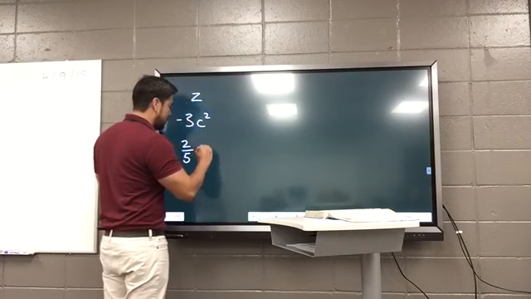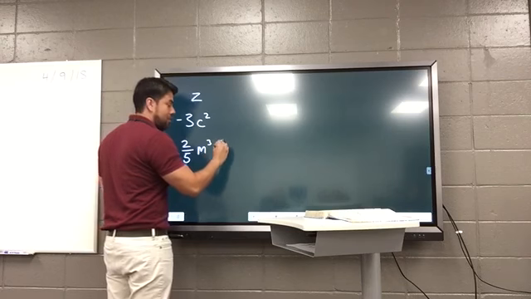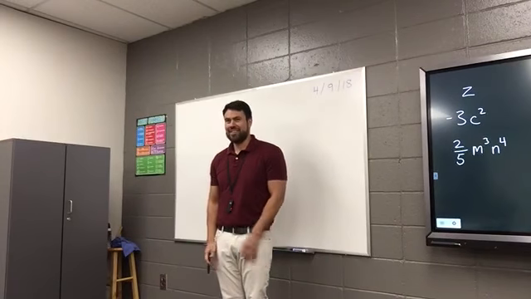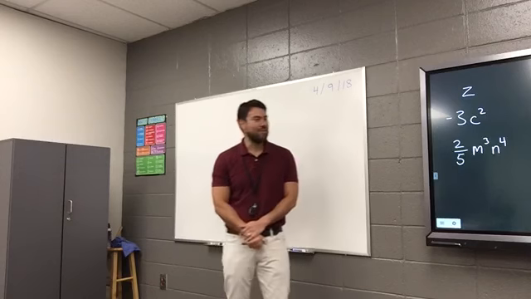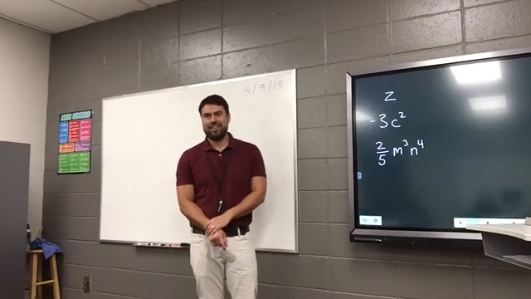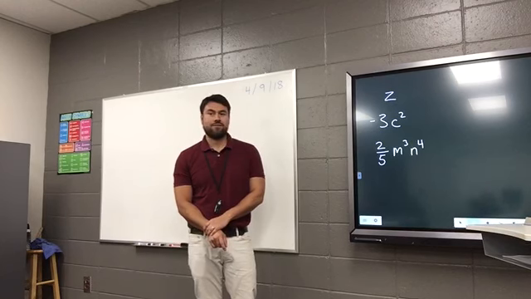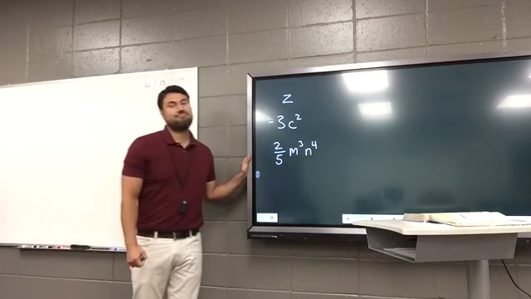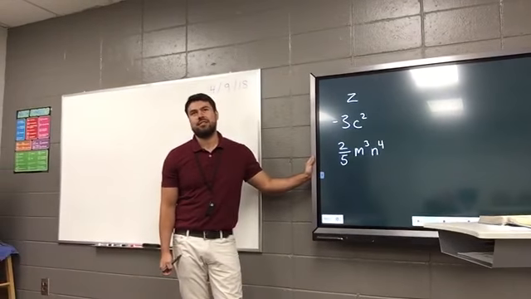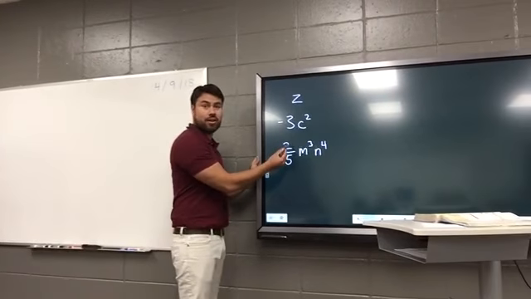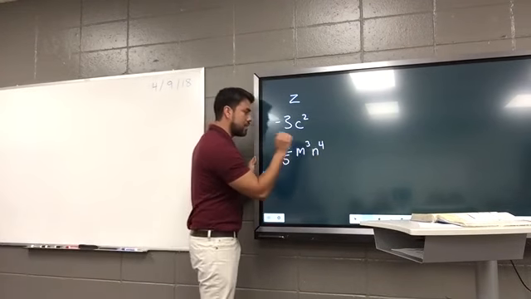2/5 m cubed n to the 4th. Monomial? Not monomial? We have a division here. Laura says it is. Why? Because it's a product of numbers and has the variable. Okay, it's a product of numbers and variables, but that's a fraction. Still a number, just not a whole number. Okay, good. 2/5, is that a number? That's a product of numbers and variables. That is a polynomial.